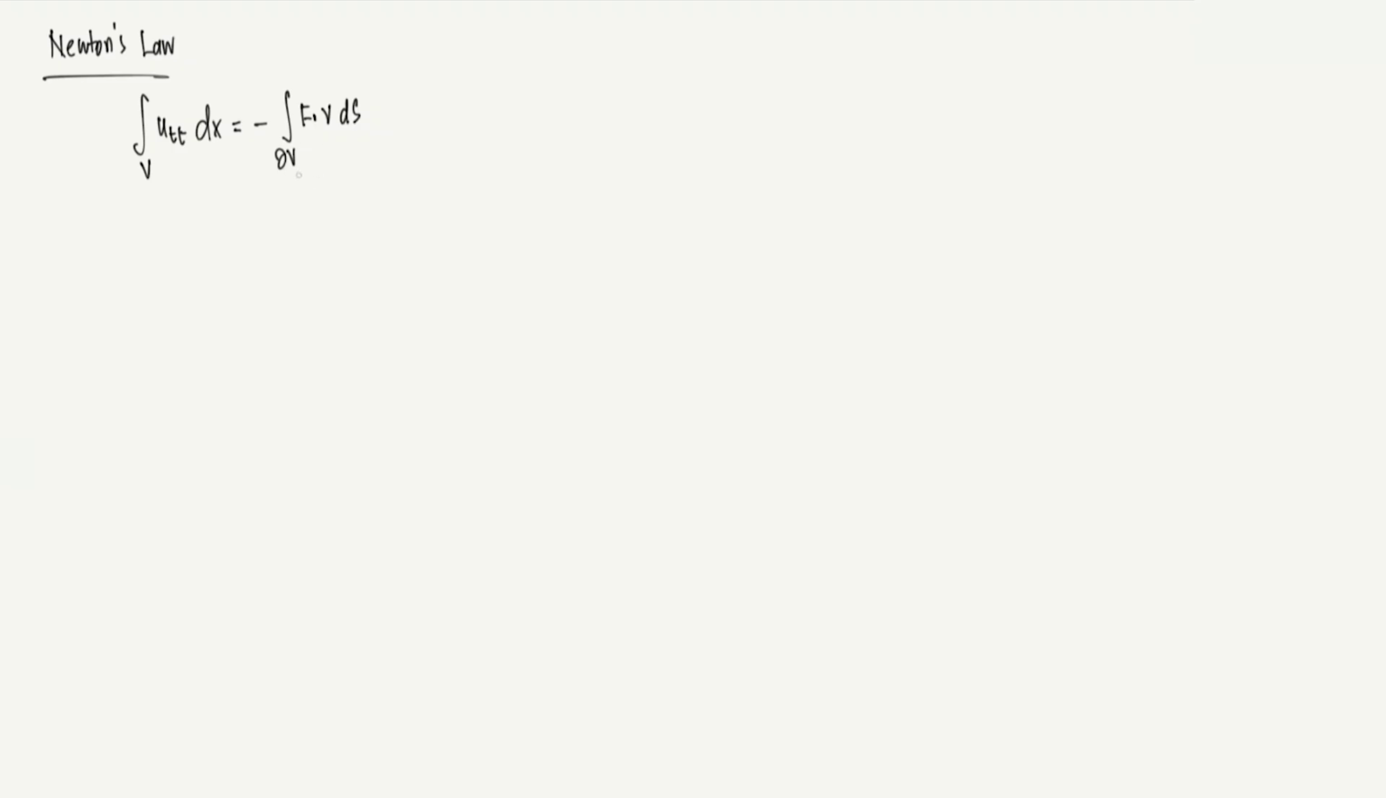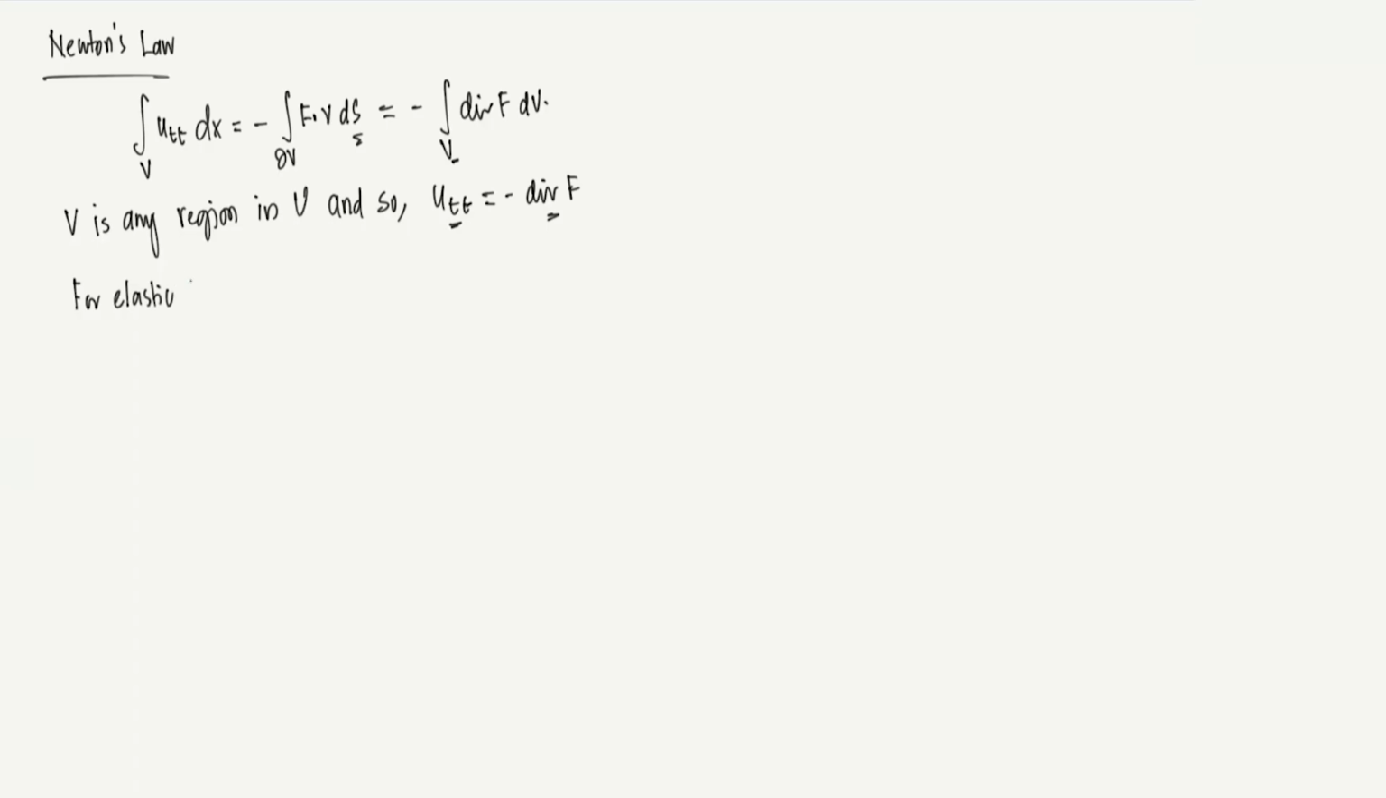So it is this identity. V is any region in U, and so u_tt equals minus divergence of F. This is by the Gauss divergence theorem: the integral over del V of F dot gamma ds is the integral over V of divergence of F. Since this holds for all V, u_tt equals minus divergence of F. Here I have used the Gauss divergence theorem.